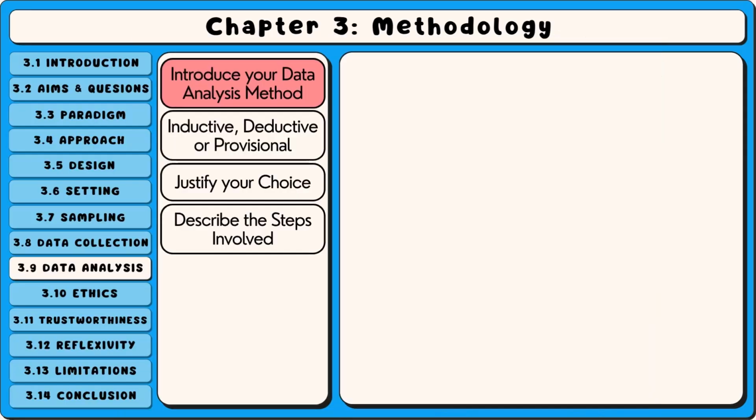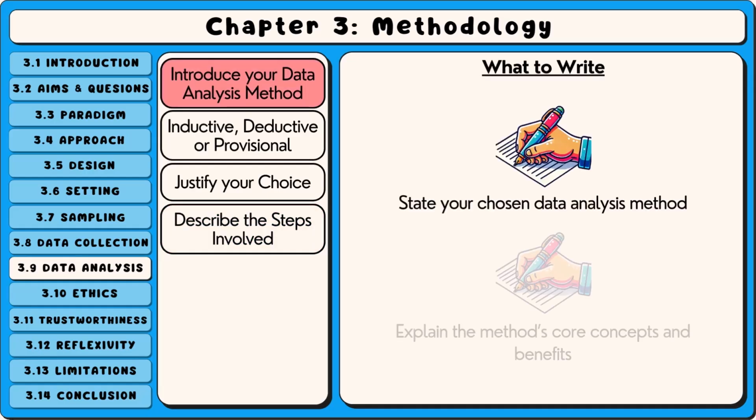To write up your data analysis section, here are four steps. First, introduce your data analysis method. Second, state whether it's inductive, deductive, or provisional. Third, justify your choice. And fourth, describe the steps involved. Starting with introducing your data analysis, state the data analysis method you chose and explain the core concepts and benefits of your data analysis method.